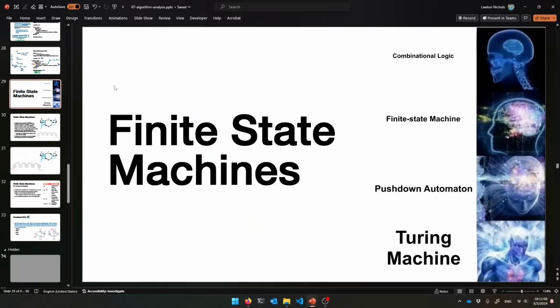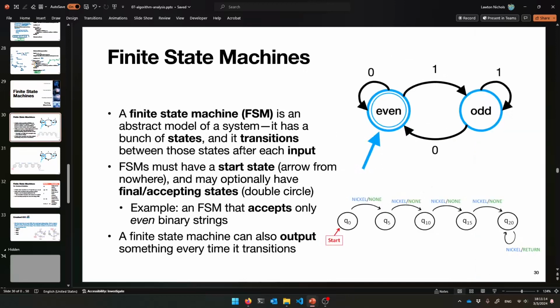Let's talk about something called finite state machines, which are very cool, very powerful. If you can get your program to look like this, finite state machines are an easy way to make it correct. All right, so here's what a finite state machine is. It's just a model of computation, very abstract. It has a bunch of states, circles, and arrows. It has a bunch of states and transitions between those states after taking input.